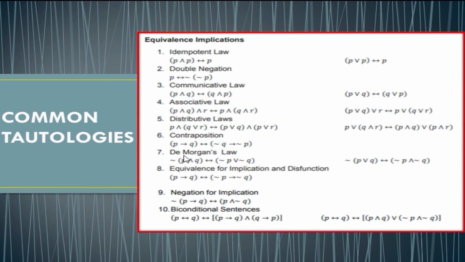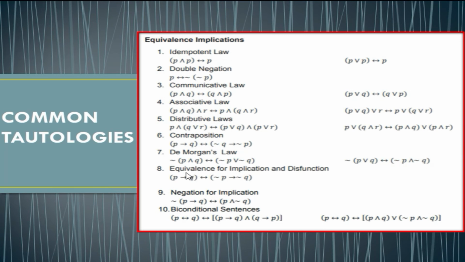The seventh is De Morgan's law. The negation of (P and Q) if and only if not P or not Q. Or we also have the negation of (P or Q) if and only if not P and not Q.